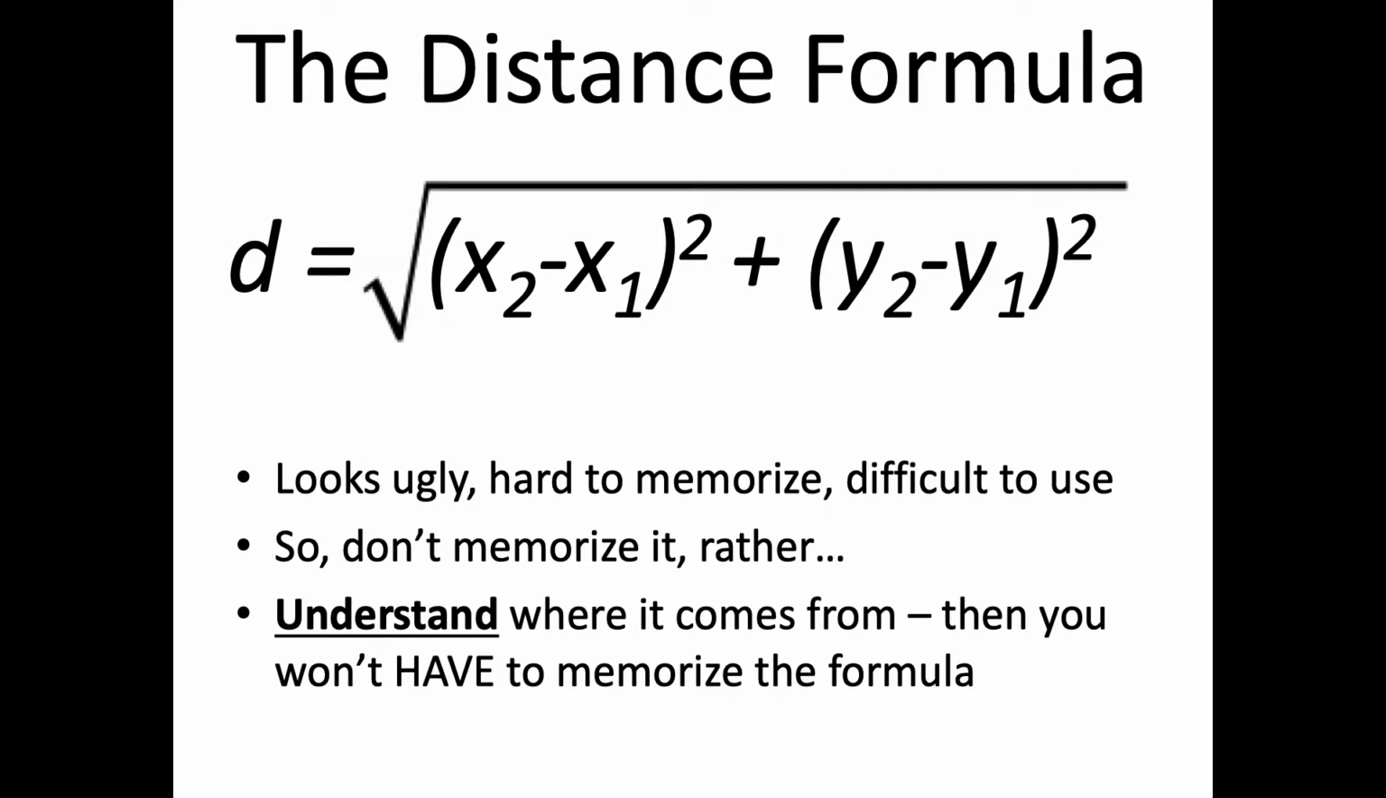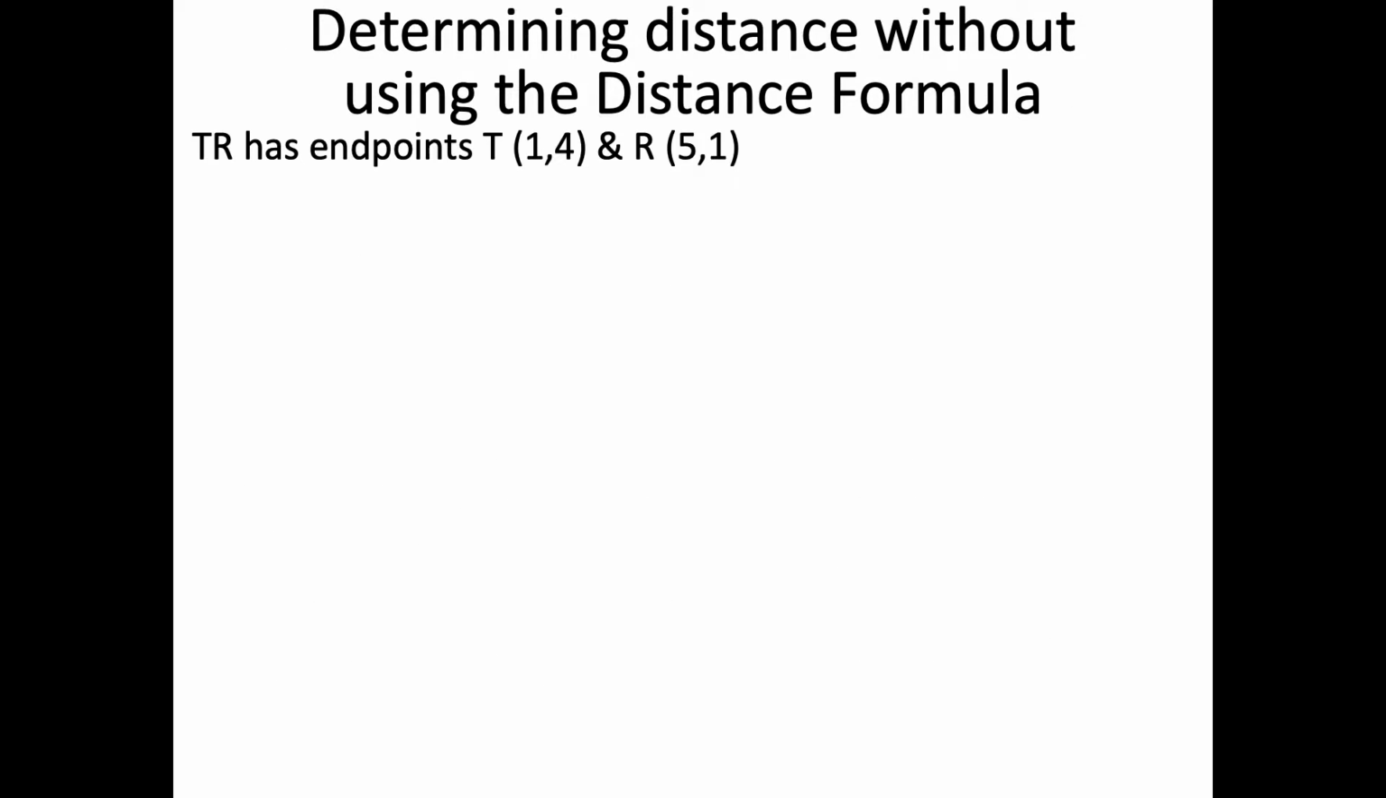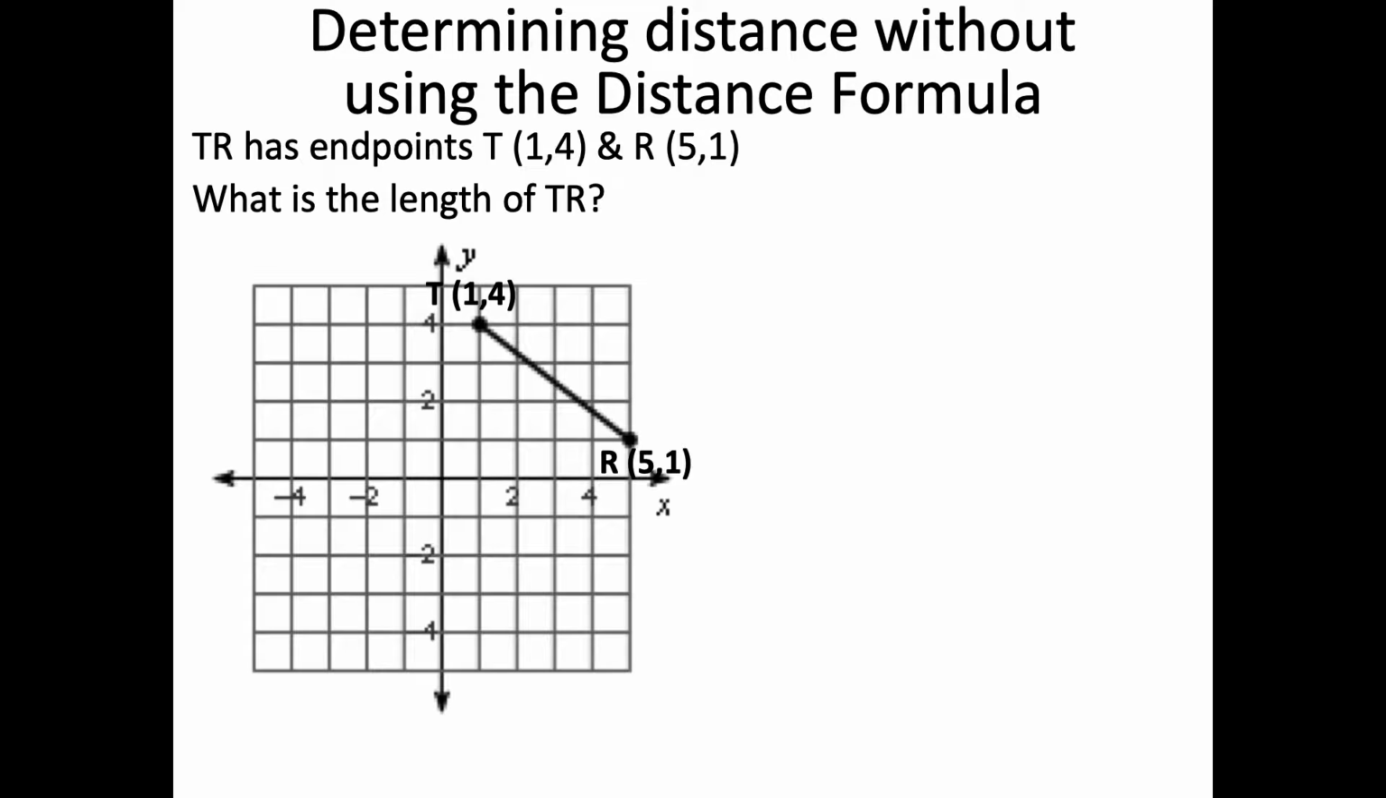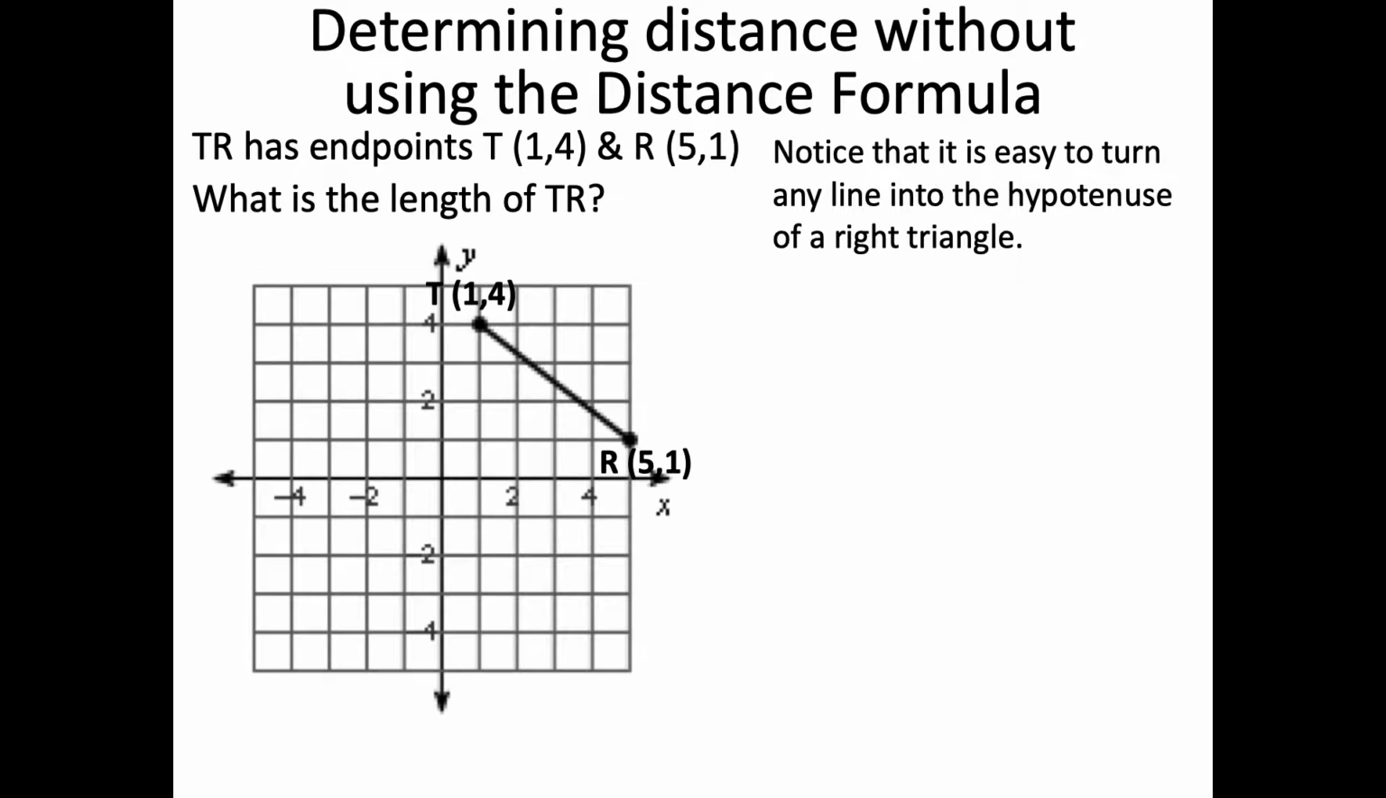All right, so again, we're going to try to understand where it comes from, trying to figure out the distance between 2 points. Let's just pick TR here. TR has endpoints of (1, 4) and (5, 1). So I drew it there, and we're trying to figure out what's the length of TR.